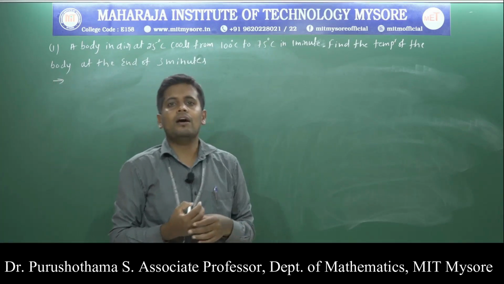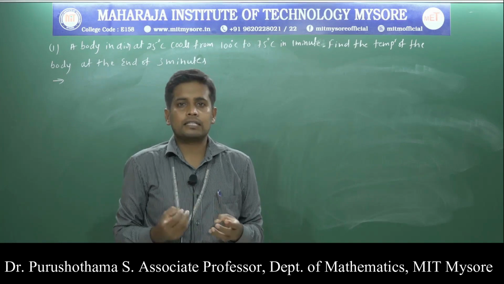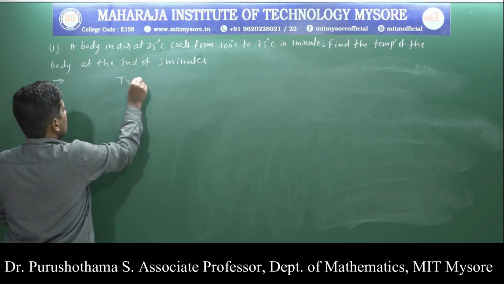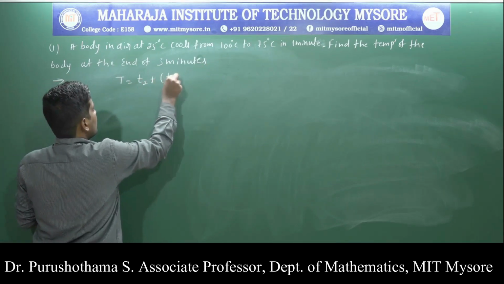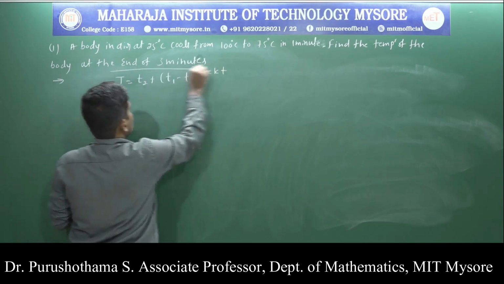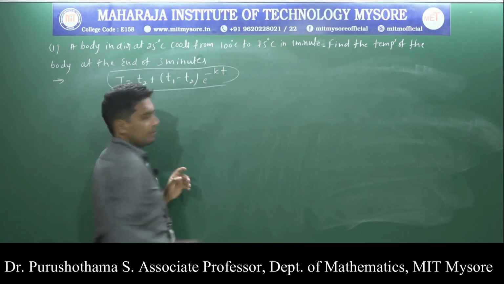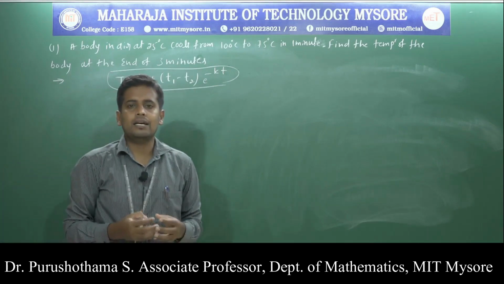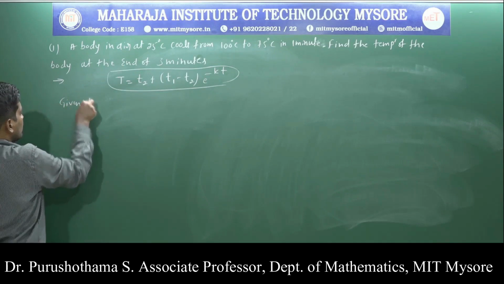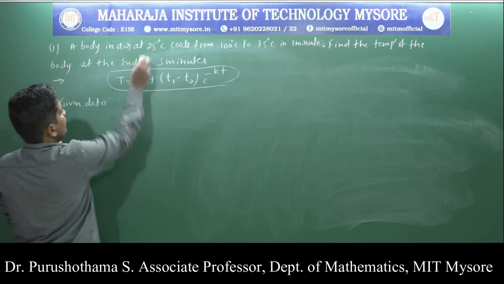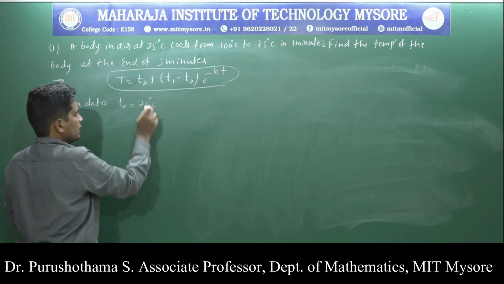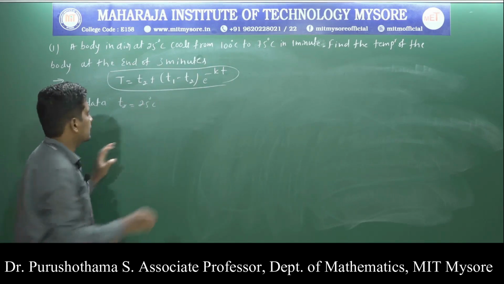According to Newton's law of cooling, the temperature function at any time t is given by capital T equals T2 plus (T1 minus T2) into e power minus kt. This is the temperature function formula. In the next line, write down the given data. T2, the air temperature, is 25 degrees Celsius.